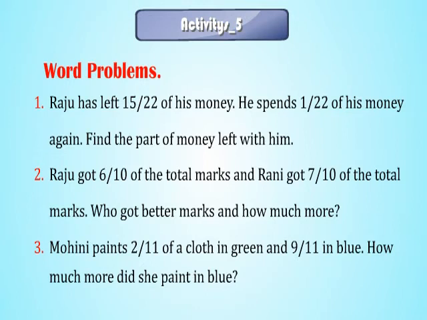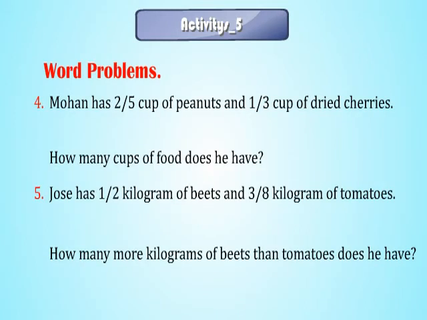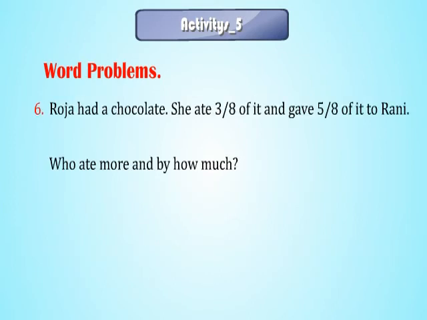6. Mohini paints 2 by 11 of a cloth in green and 9 by 11 in blue. How much more did she paint in blue? 7. Mohan has 2 by 5 cup of peanuts and 1 by 3 cup of dried cherries. How many cups of food does he have? 8. Jose has 1 by 2 kilogram of beets and 3 by 8 kilogram of tomatoes. How many more kilograms of beets than tomatoes does he have?